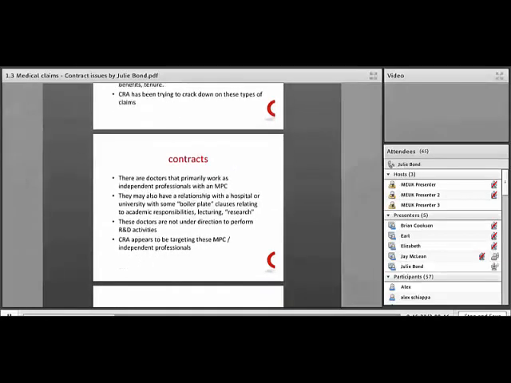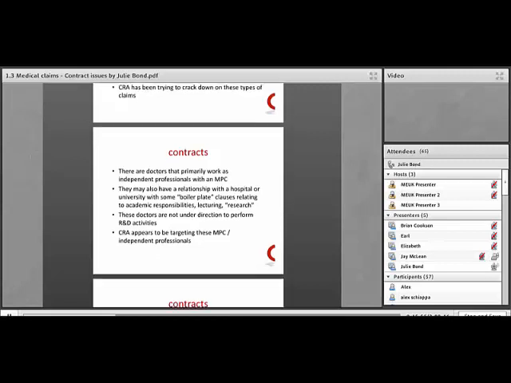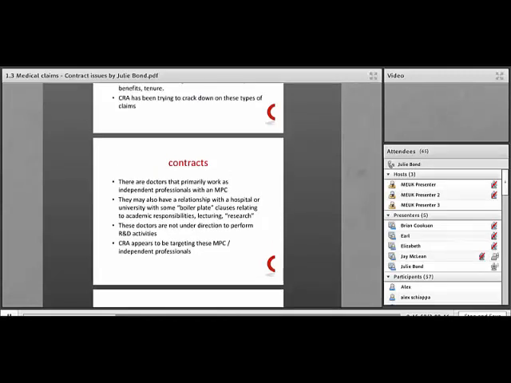But there are doctors that are fundamentally different. They're like the other ones that have been described here. They're an MPC, they have a contract with a lot of boilerplate clauses related to academic responsibilities, lecturing and research, and a lot of the time these doctors don't even realize whether their contract requires them to do research. They consider their research entirely independent. They just happen to have a relationship with a hospital or university. CRA seems to be targeting these types of MPCs as well, under the guise of the previous notion, that they're employees when they're clearly not.